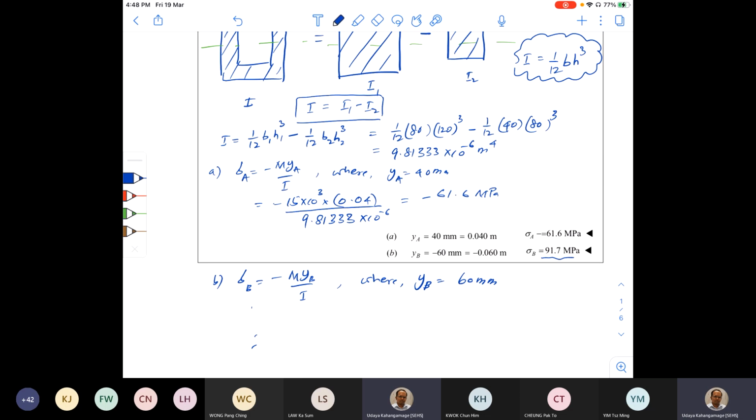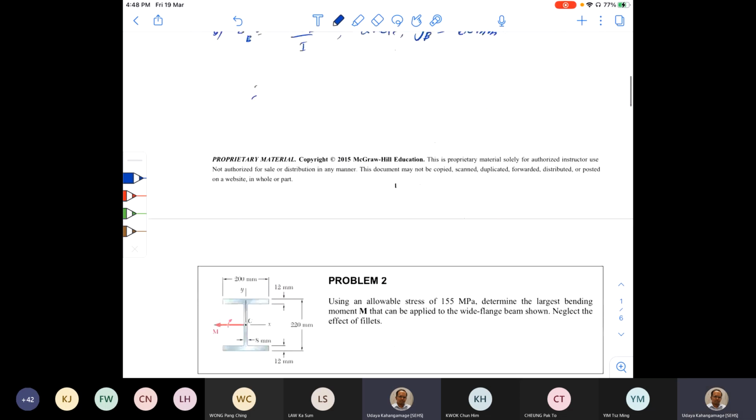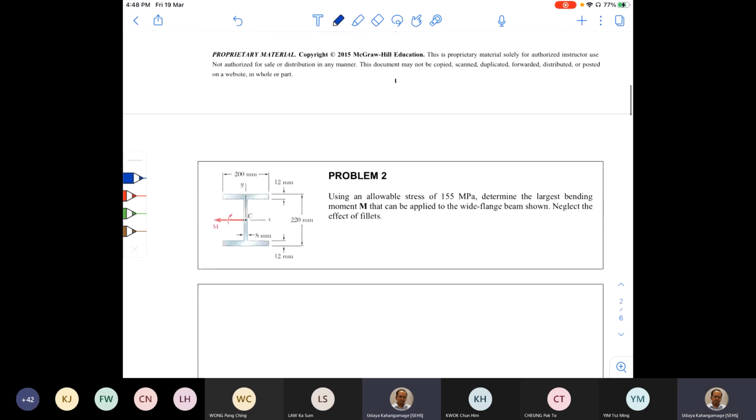Right. Next, let's look at question number 2. Question number 2 is very similar to the one that we have done. The only thing is you need to know how to find out the I of this section. So there are different ways of finding I.